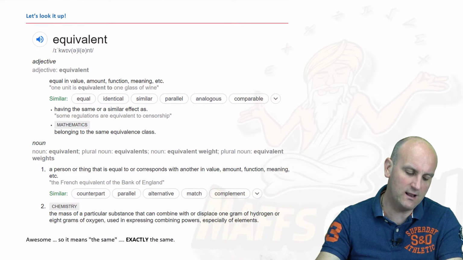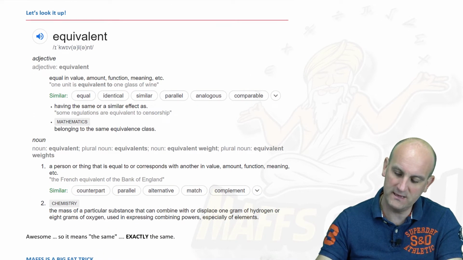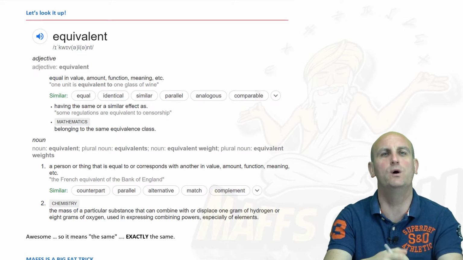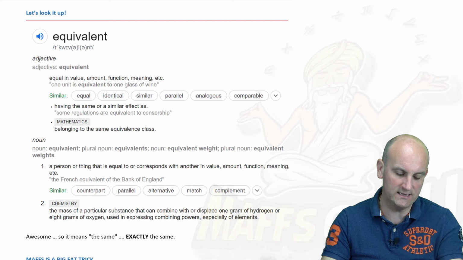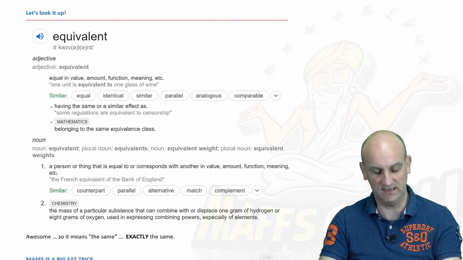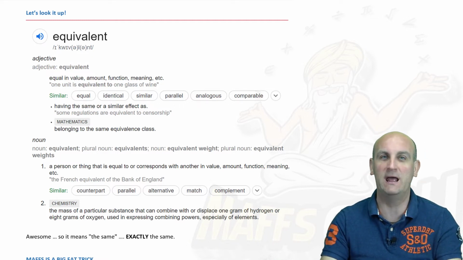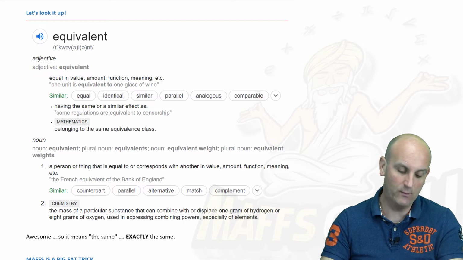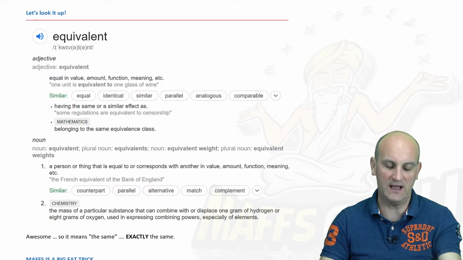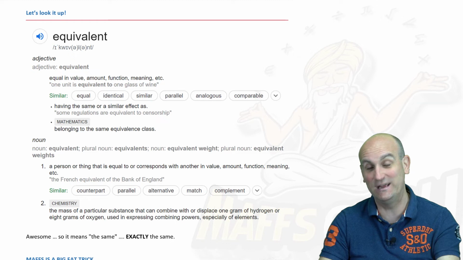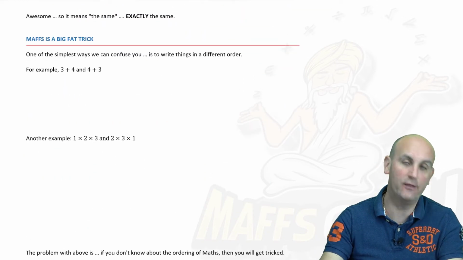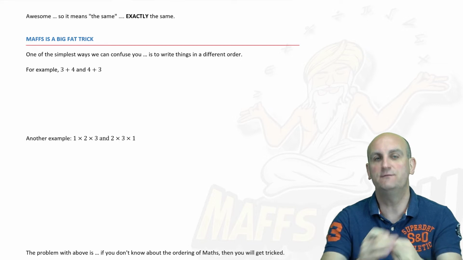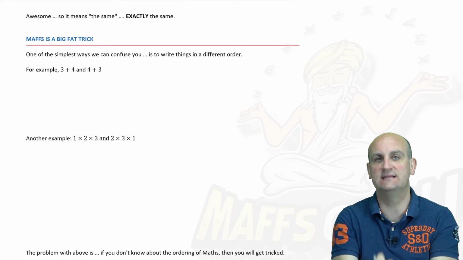So, equivalent, and I love a dictionary. My mum made me use dictionaries all the time when I was a kid. If I didn't know a word, look it up, Darren. Thank you, mother. Looking at equivalent, it's an adjective. And what does it say? Equal in value, amount, function, meaning, etc. Equal in value. All of that means exactly the same. Yes. If it's equivalent, it has to be exactly the same.